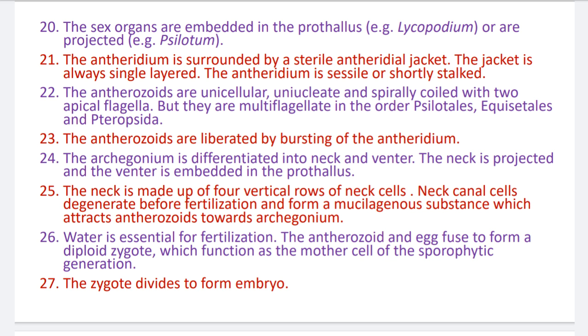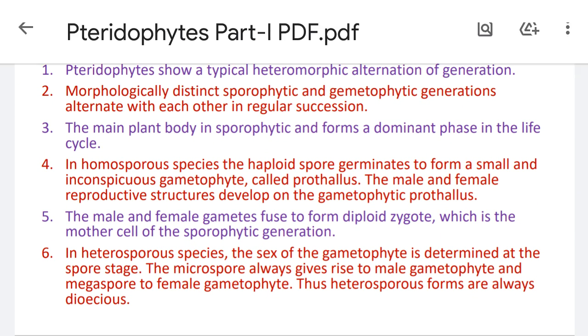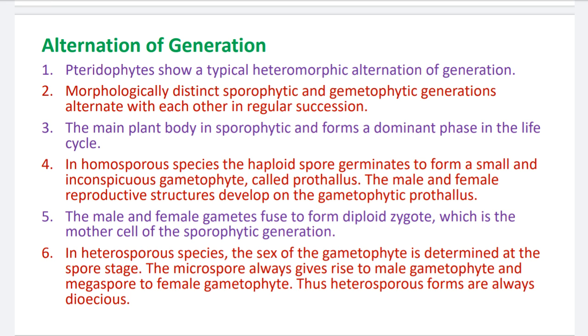Okay. Number 27. The zygote divides to form embryo. Okay. Now alternation of generation in the pteridophytes. Just we have studied all these things. Just you can overlook this point.